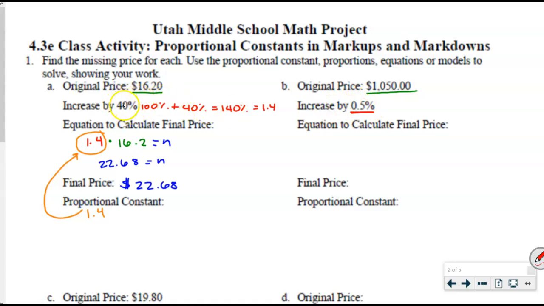Especially here, this was a huge increase. We thought maybe profit. What real life situation would be an increase of 0.5%? Talk with your groups first. Real quick check-in. Get some ideas from each other.